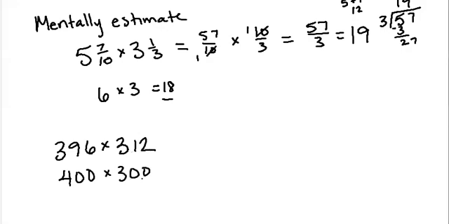Sometimes you have to make a decision of, do you want to round to tens or do you want to round to hundreds? In this case, because mine are already close to the hundreds, I'm just going to round to the hundreds. 3 times 4 is 12. And then I have 4 zeros to tack on to put it in the correct place value. So this should be close to 120,000.